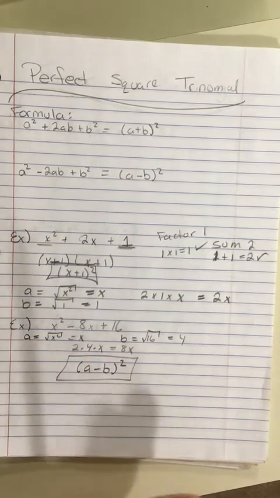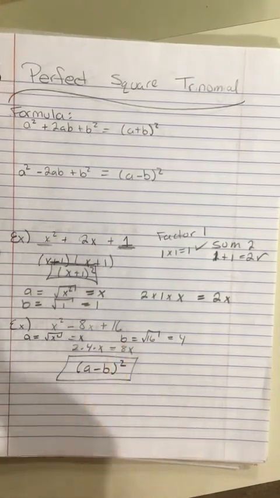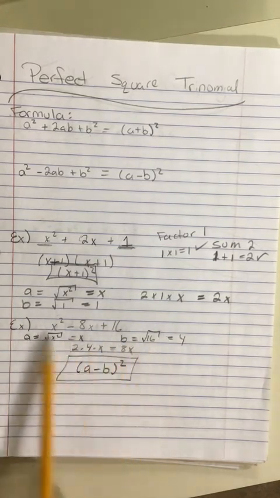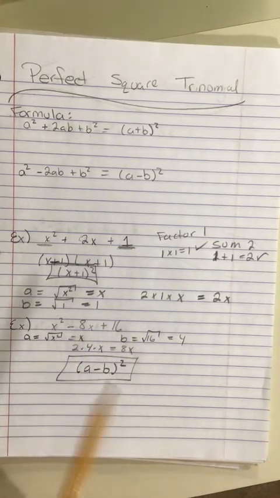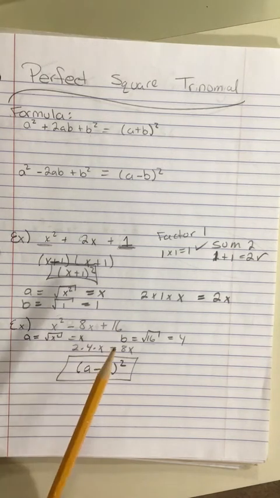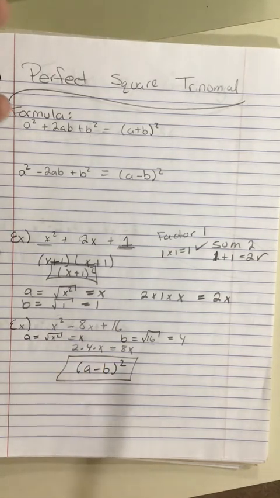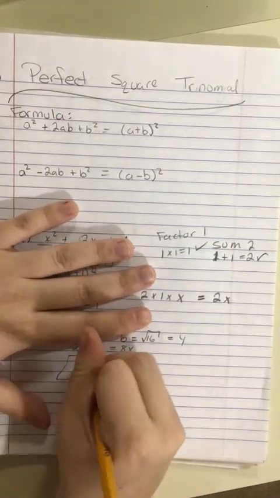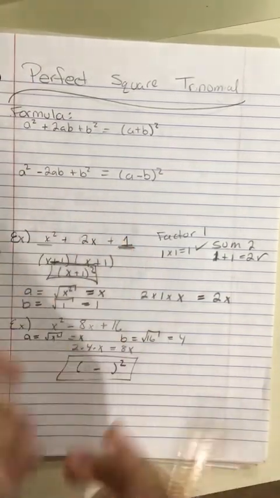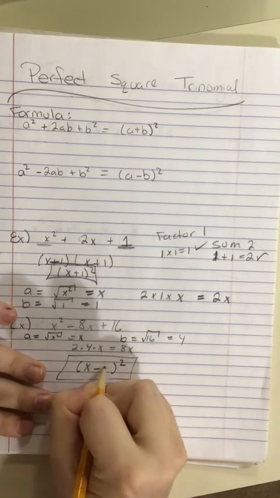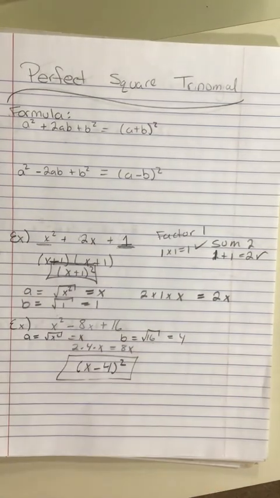And the more we do these, the quicker it is to factor this, and we won't have to write this first part out. We can look at it and say, oh, this is a perfect square trinomial, therefore it is this way, which I'm not sure why I went a minus b. Sorry, it's x minus 4. And there you have it.